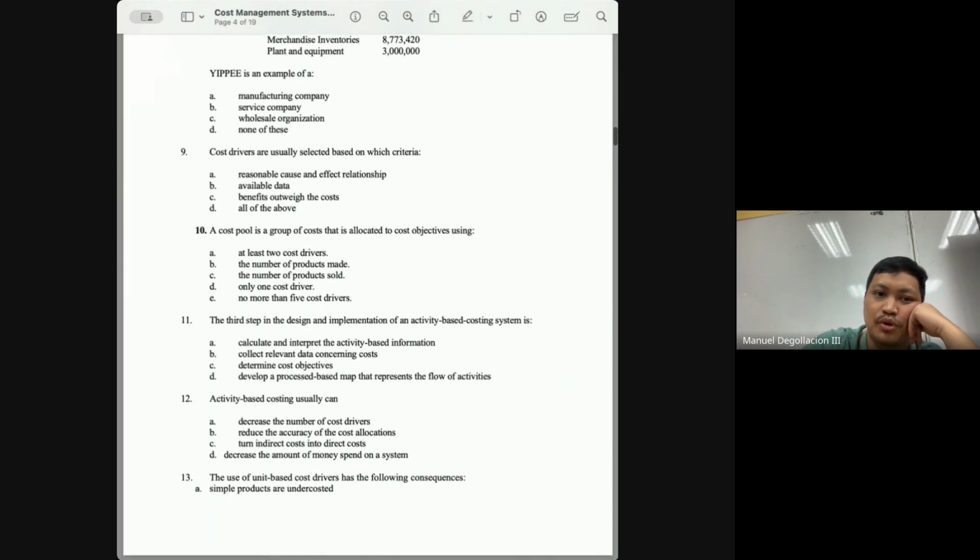Number 10, a cost pool is a group of costs that is allocated to cost objectives or cost objects using our answer here would be letter D, only one cost driver.